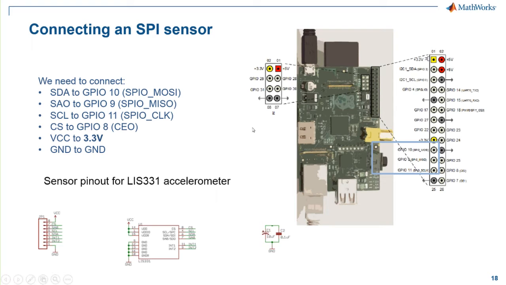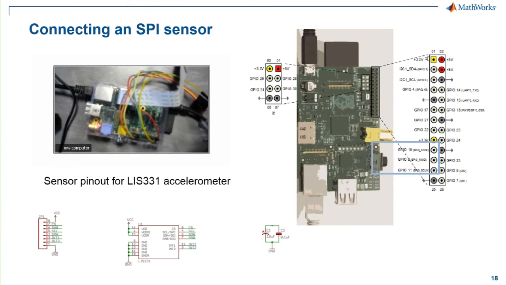And I have a 3.3 volt sensor here, so I need to be sure that I connect to the 3.3 volt power supply and not to the 5 volt power supply. And the diagram on the bottom here shows you the jumper from the pinout of the breakout board for the LIS331. So pins 1 through 8 here represent the left side of the column here, and then on the right side is represented by the diagram on the right. Okay, so if you've connected everything correctly, it should look something like this. And here you can see the wires connecting our SPI sensor.